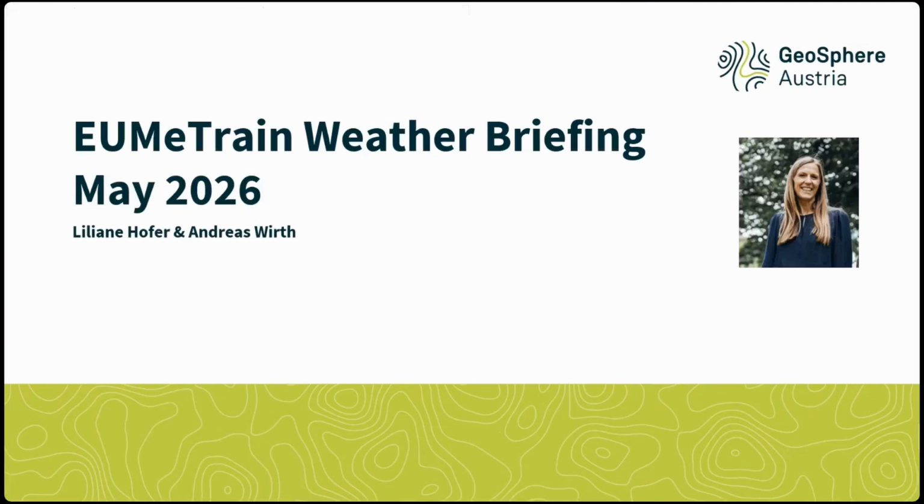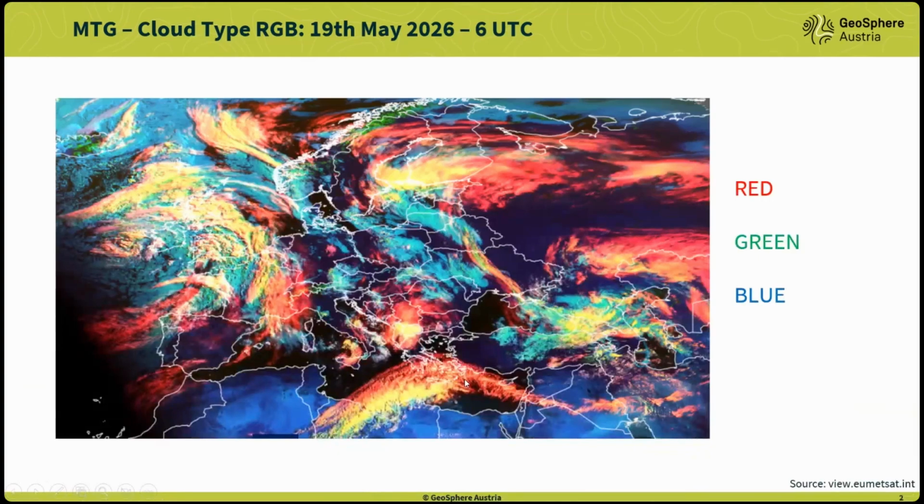I will start with the actual situation. And today in this weather briefing, I will focus on, I think we can still call it relatively new, RGB, the Cloud Type RGB. So here you can see it, it's really an eye catcher, but not only that, it's also really a powerful RGB.